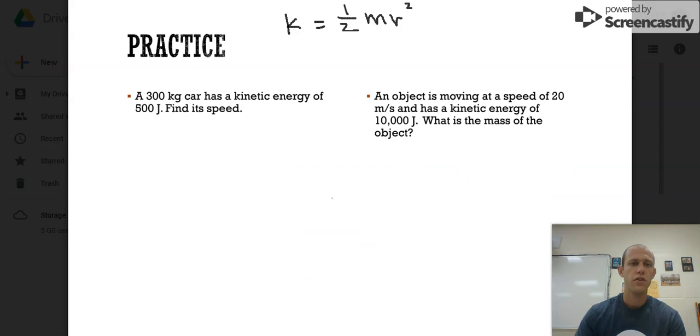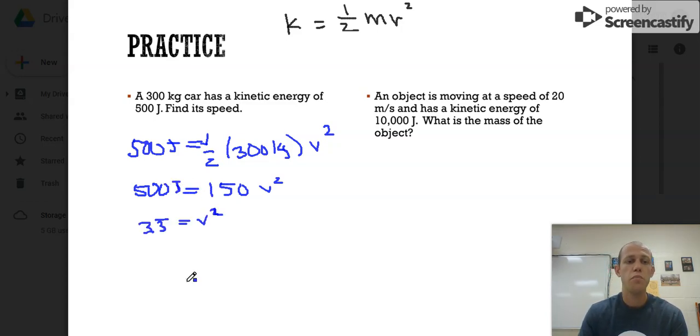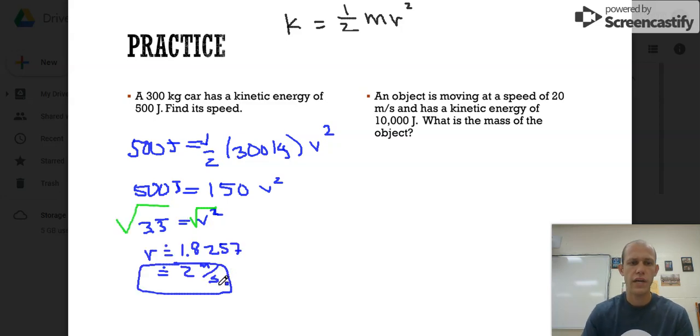A car that's 300 kilograms has a kinetic energy of 500 joules. Find its speed. So kinetic energy, it has 500, equals 1/2 times its mass of 300 times the velocity squared. So let's do 1/2 times 300, which is 150. So I'm going to take 150 and divide that over to the other side so I can get out my number over there. That gives me 3.3 repeating. And now to undo the square, I'll have to square root that. So square rooting both sides now. That will give me approximately 1.8257 with sig figs, just 2 meters per second.